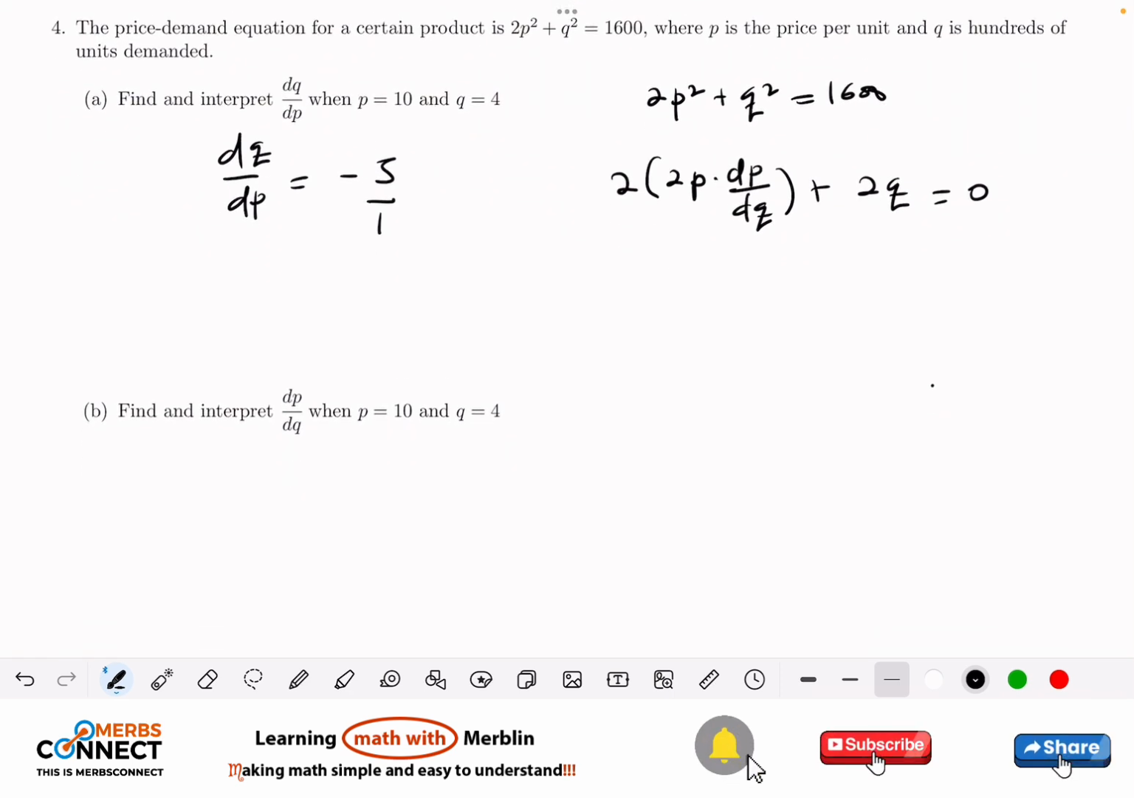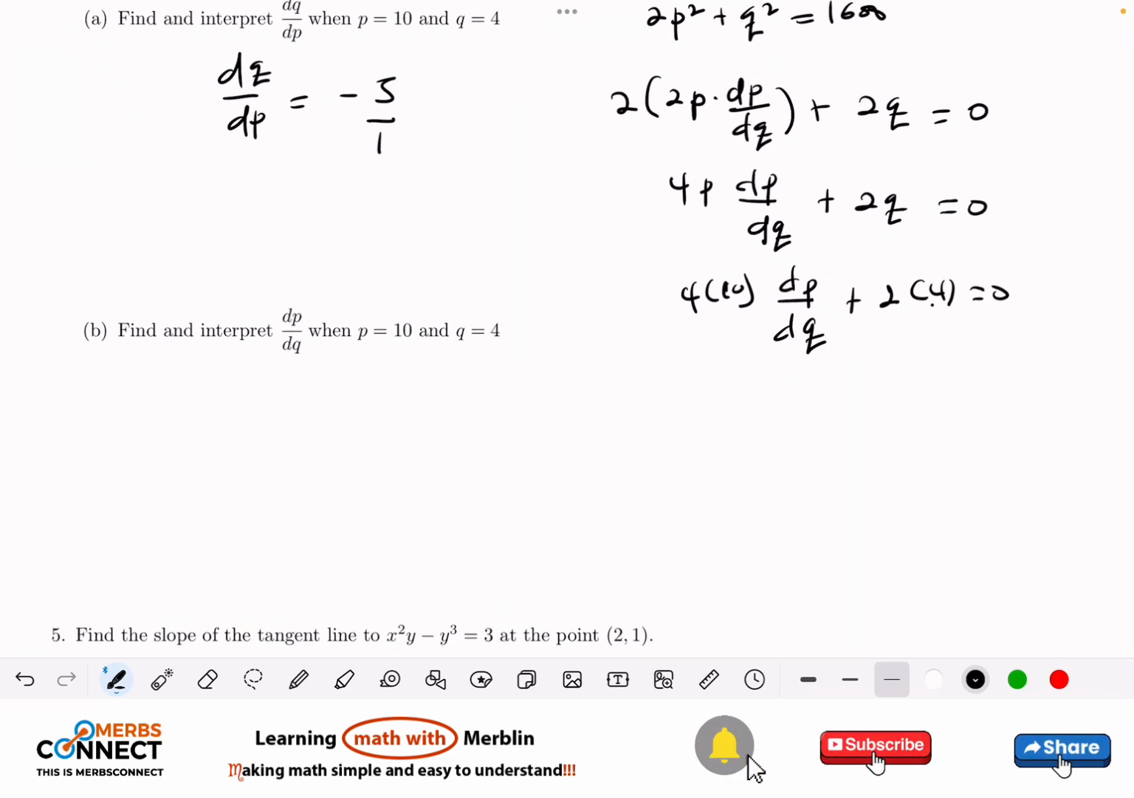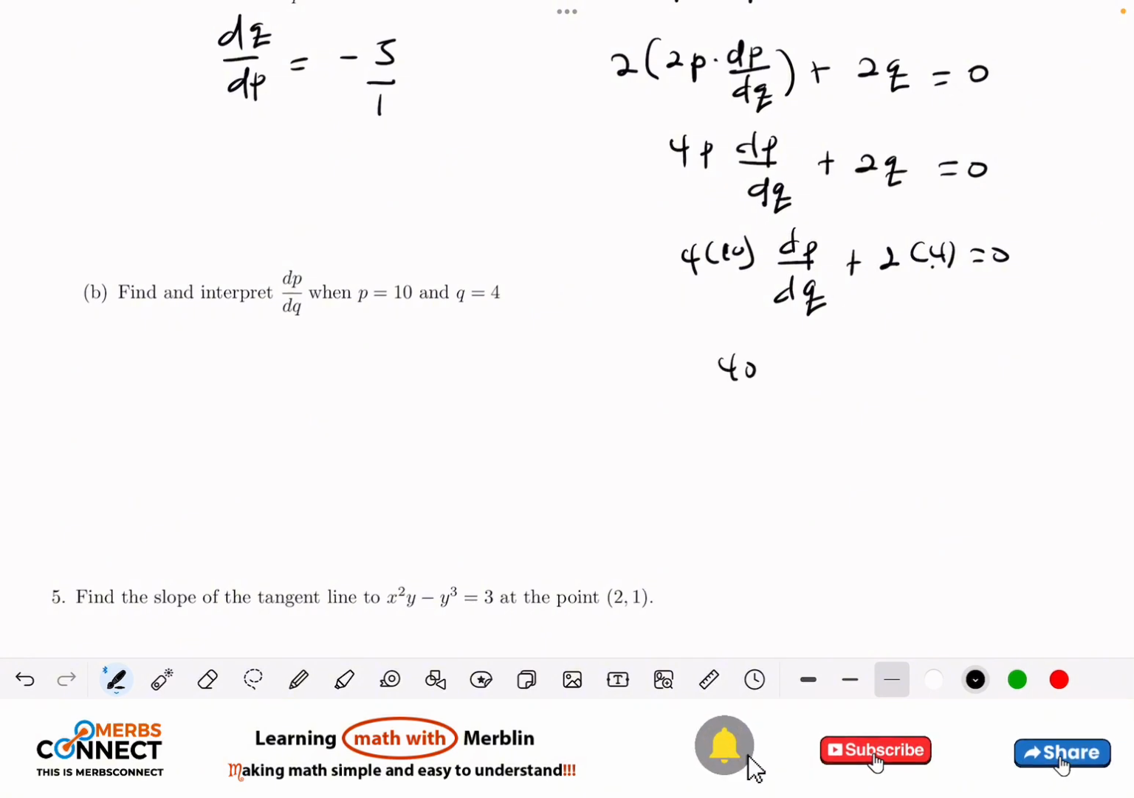Simplify, we have 4p dp over dq plus 2q, which is equal to 0. What is p? P is 10. So we are going to have something like 4 times 10 dp divided by dq plus 2 times q, which is 4, which is equal to 0. So I'm going to have 40 dp over dq plus 8, which is equal to 0.